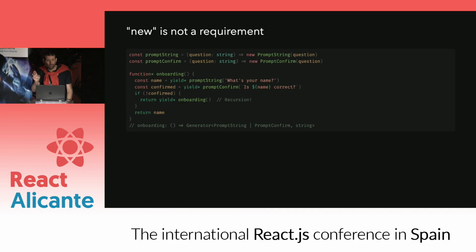And again, as I mentioned before, that new constructor that I've been using is not a requirement of the pattern. It's something that I used as an implementation detail just because I love to have those opaque type names in our type system. And speaking of types, I've just noticed that the generator inference inferred that inside of our generator function, we are using both the prompt string and the prompt confirm. So basically, TypeScript is inferring exactly the instructions that are yielded inside of our generators.